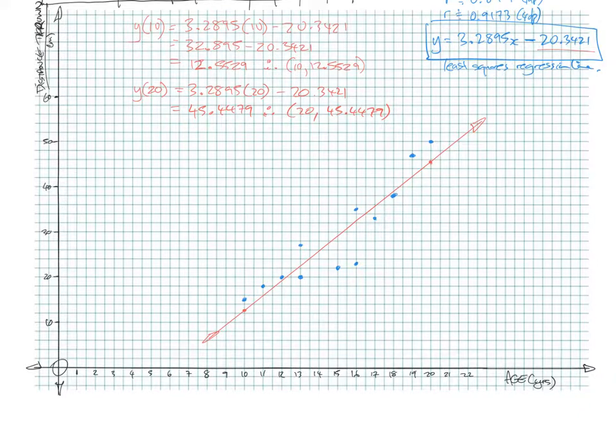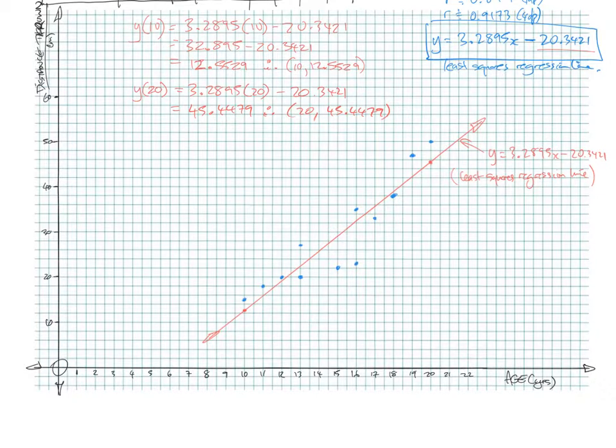So that's the least squares regression line. Always label it y is equal to 3.2895x take 20.3421, least squares regression line. And let's see if it follows the rules of a line of best fit. Or gets close to it at least.